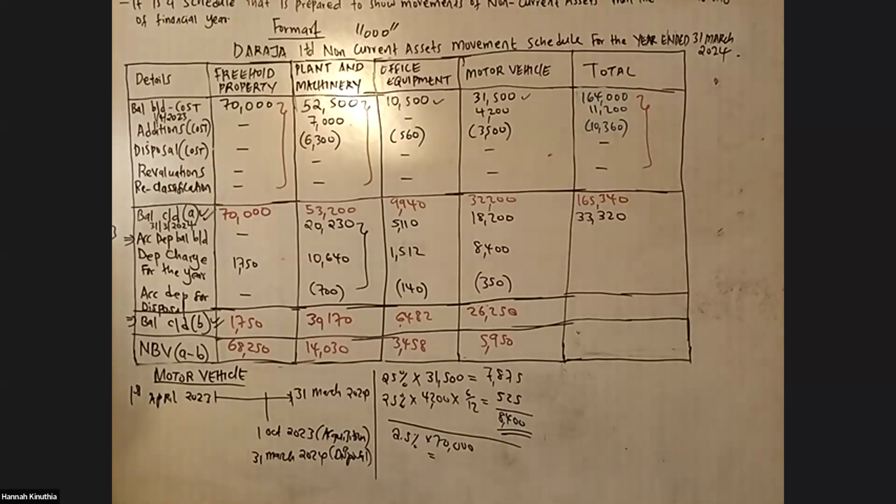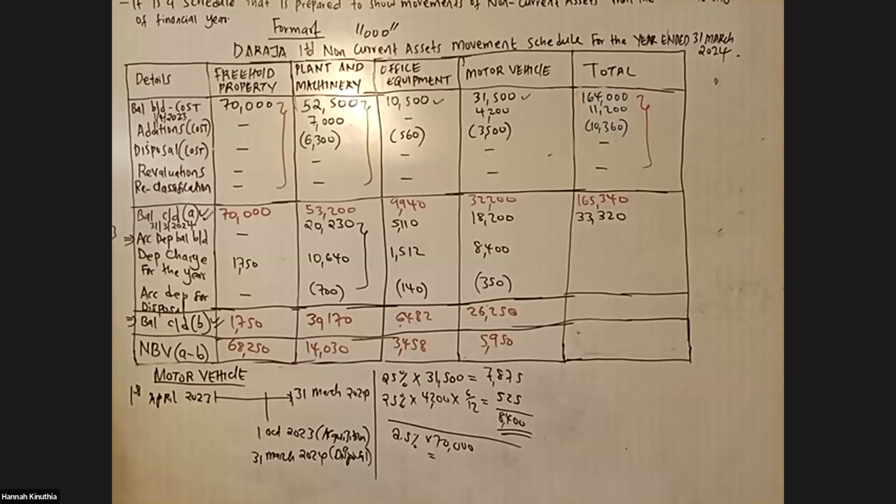Is that one possible? Find the totals? I have a question, for motor vehicle. The initial cost was 31,500, but the disposal cost was 3,500. We were supposed to deduct 31,500 minus 3,500 for that year.